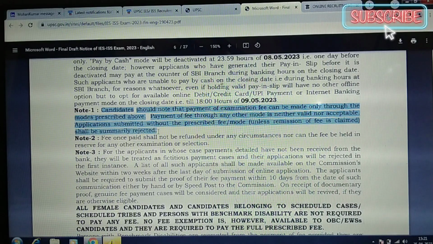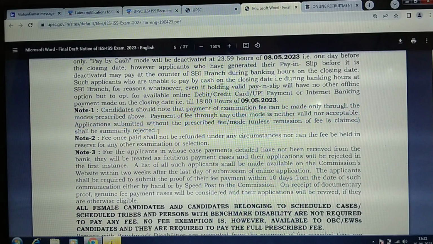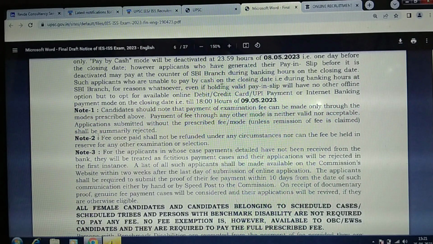Here you have to maintain that candidates must make the payment, then only the application will be accepted. If they have not made the payment, or make the payment after the deadline, it will not be accepted. If they have made the payment on the same day, the updating of payment may take some time, one or two days.